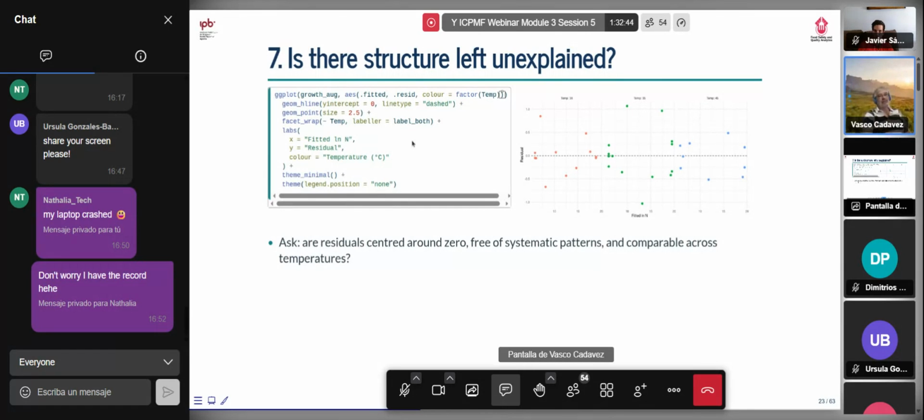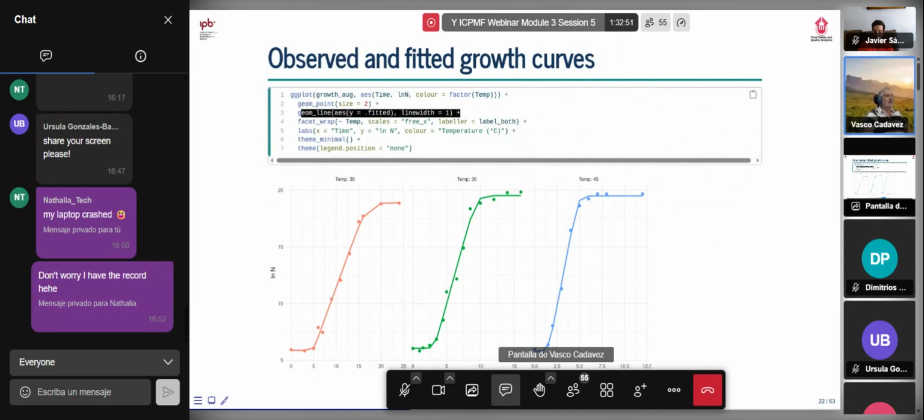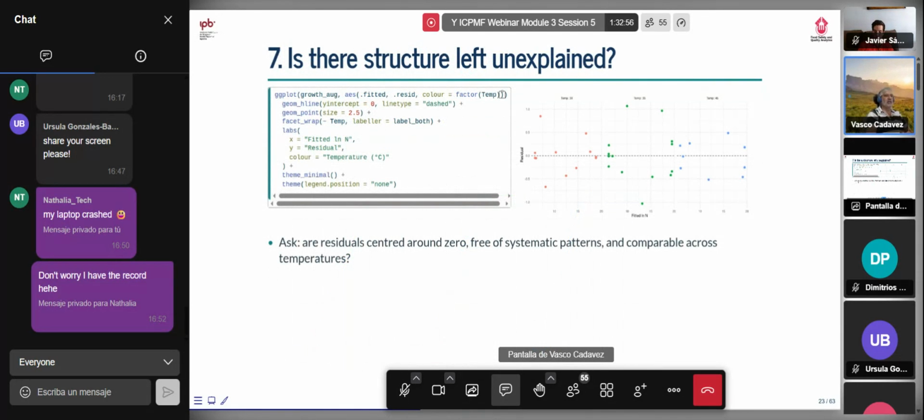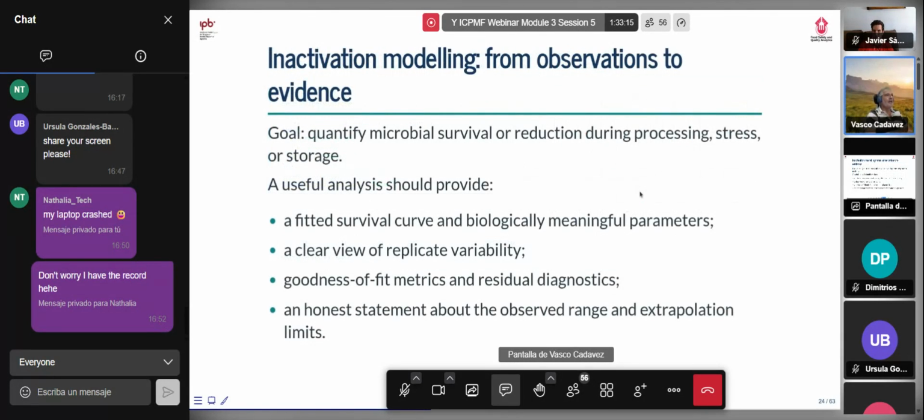We need also to check the quality of the fitting. You can look at the graph. We have a nice vision, of course, but it will be always good to check the distribution of the residuals in relation to the fitted values. We want a nice distribution around this zero line, and we can see that for all the three conditions the distribution is nice. Okay, so grow is done, now inactivation.